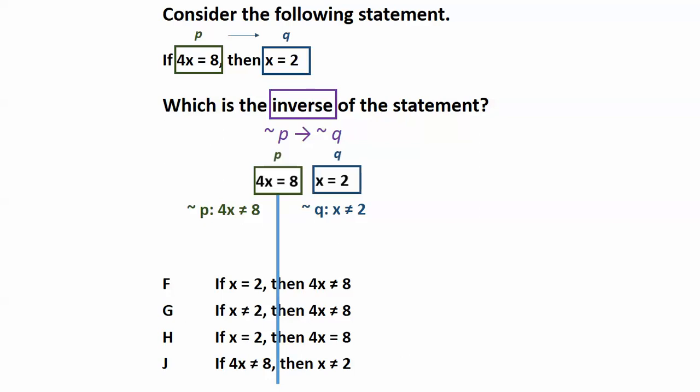So in our if statements, we'll look for our not P, and in our then statements, we'll look for our not Q. So not P, 4x cannot equal 8, is right here. And our not Q, x cannot equal 2, lines up perfectly. Therefore, my answer is J.